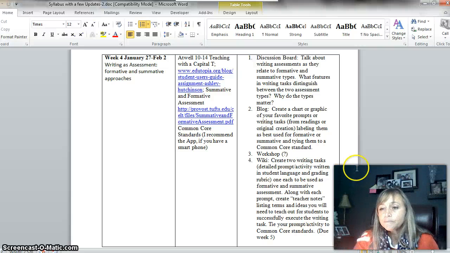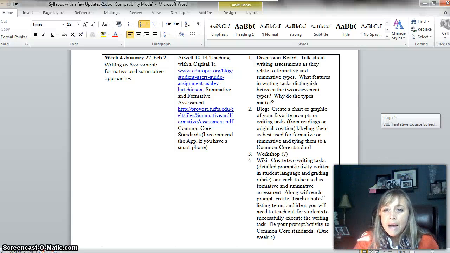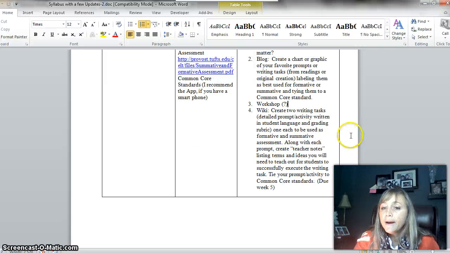Okay, and then for the wiki, you're going to be creating 2 writing tasks, a detailed prompt or activity written in student language, and a grading rubric for that particular activity. Remember, this wiki is not due for 3 weeks. It's due at the end of week 5. So I'm just telling you this now so you can build to it.